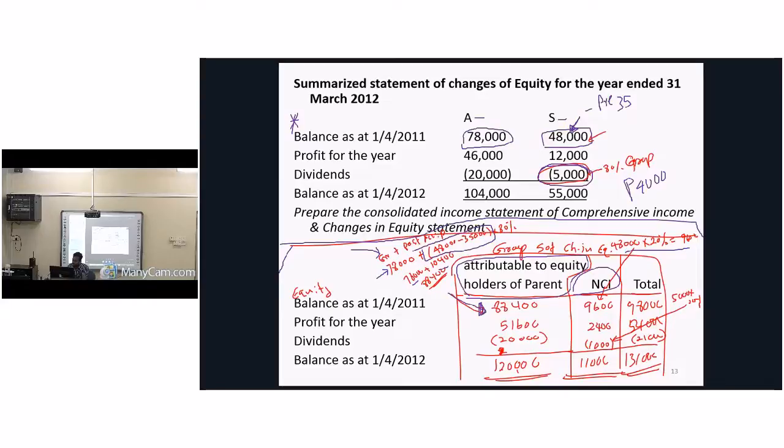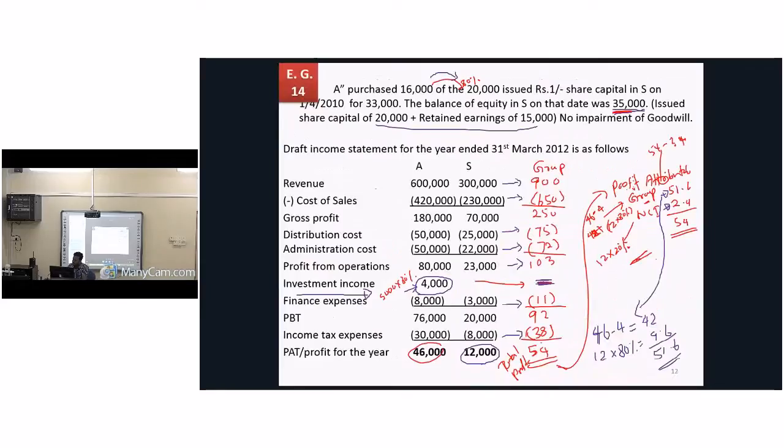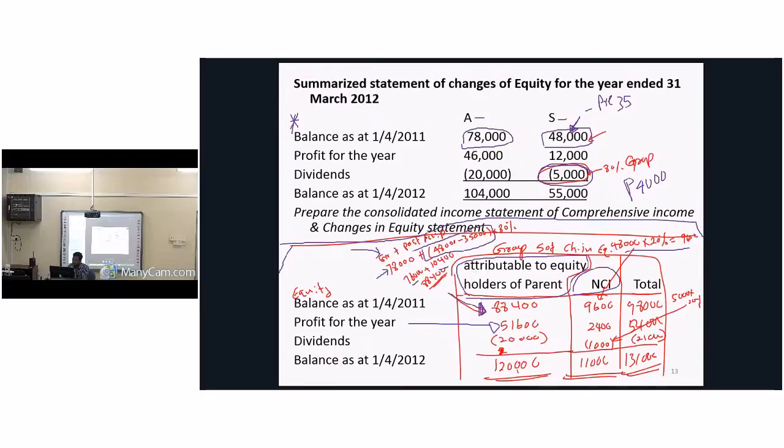Already we have calculated profit for the year from the income statement, if you can remember. Profit attributable to parent 51.6 here and 2.4. So therefore we can take as it is 51.6 and 2.4 as profit for the year. Parent's dividend we can take as it is, no change. But subsidiary's dividends, out of 5,000, 4,000 went to the parent, A Limited, so the balance 1,000 is to others. It is on NCI. Then you can take the totals.